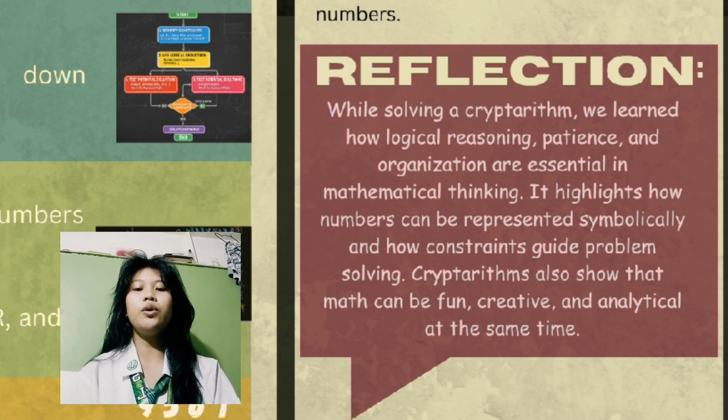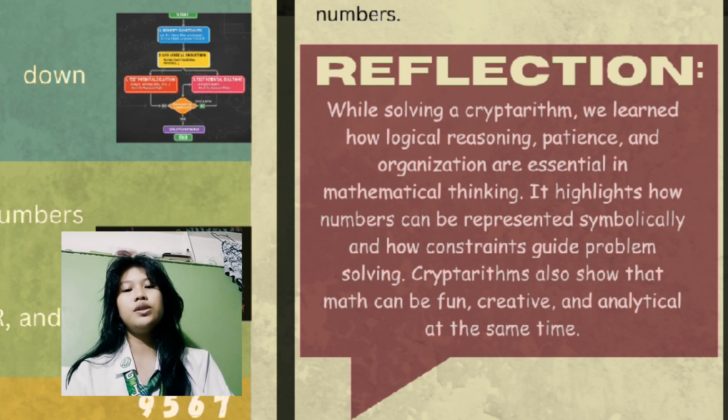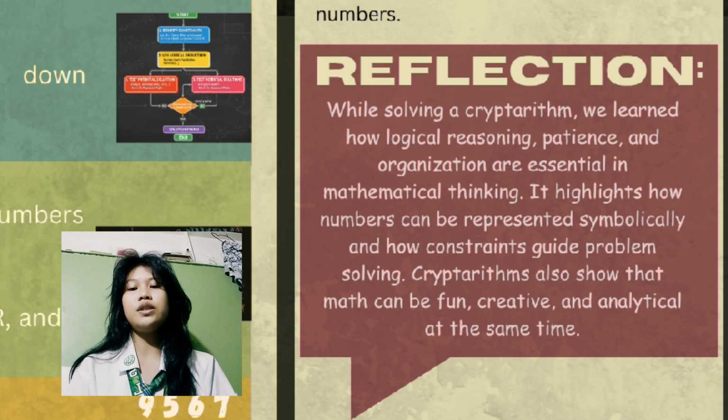To solve it, we followed four steps. We first understood the problem, then made a plan by identifying patterns and possible digits. After that, we tested our ideas and finally checked if our answers met all the conditions. It took time and teamwork, but once the equations balanced, it felt really satisfying.